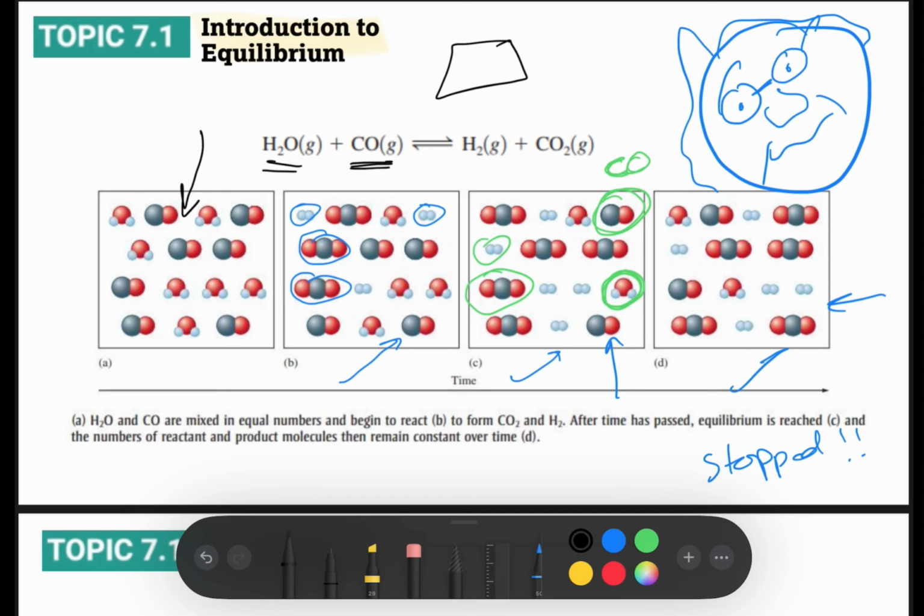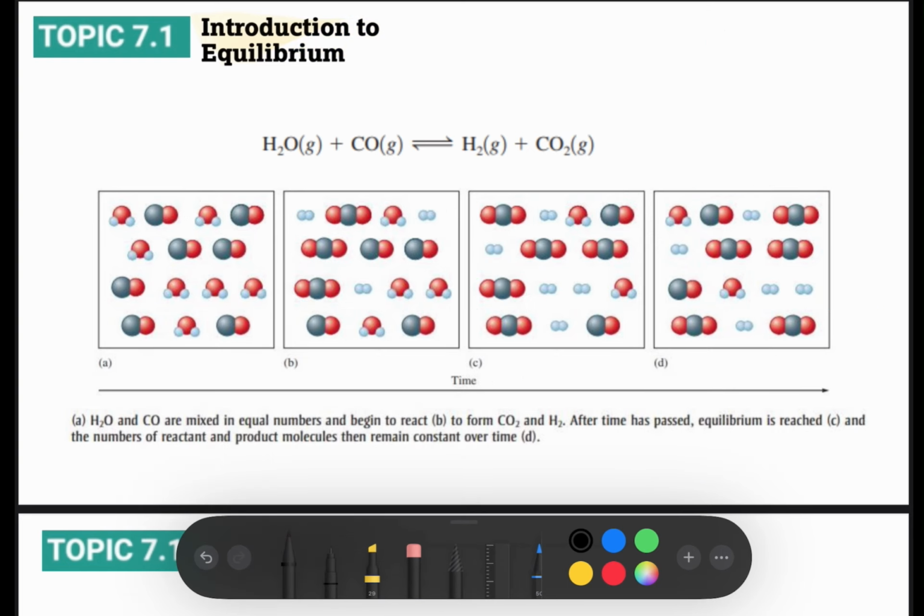We're supposed to have a reaction that starts with reactants and ends up with the products. But at that point, we have products and reactants at the same time. So what happened? The scientists conducted so many investigations and concluded something. The reaction has reached equilibrium. So what is the meaning of equilibrium at that point?